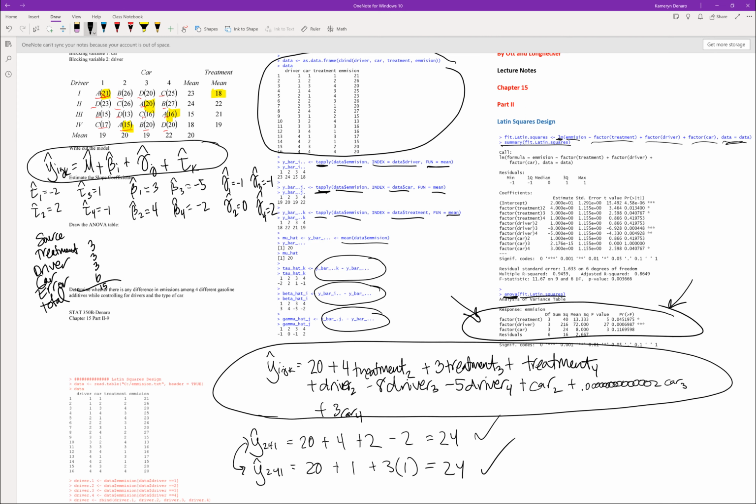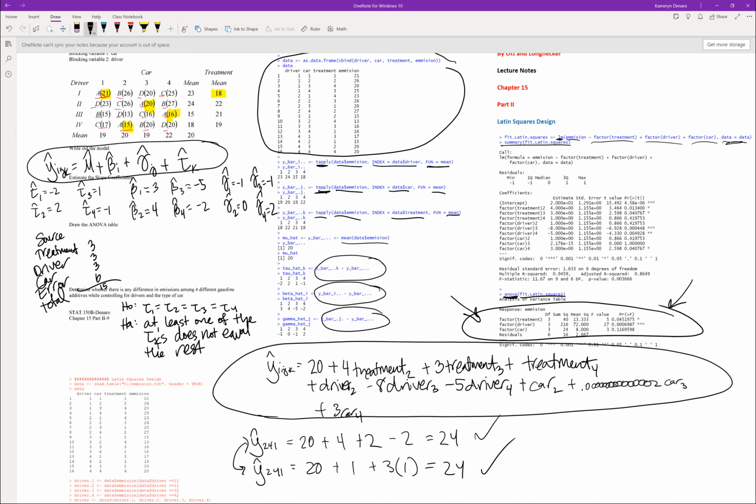All right, determine whether there is any difference in emissions among 4 different gasoline additives while controlling for drivers and the car type. So essentially we're saying H0, right? Does tau 1 equal tau 2 equal tau 3 equal tau 4, versus HA, at least one of the tau Ks does not equal the rest.